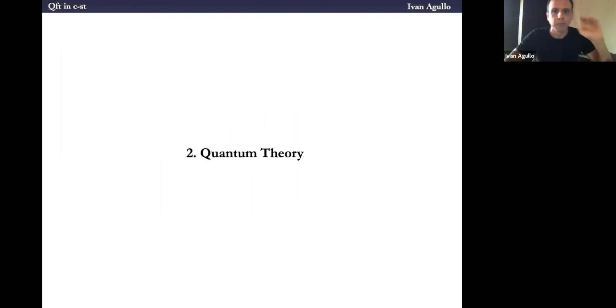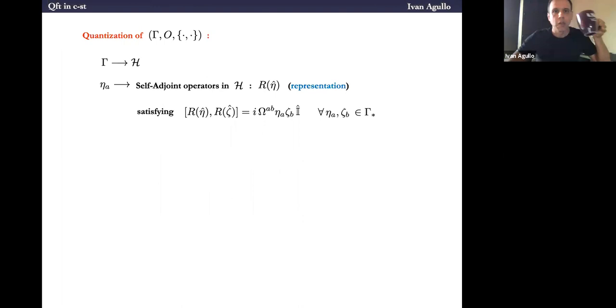Very good. So this was just a summary to put all of us on the same page. Let me go to the quantum theory. So we want to quantize this structure: phase space, observables, Poisson brackets. So what do I mean by quantization? Here, what I mean is the following.